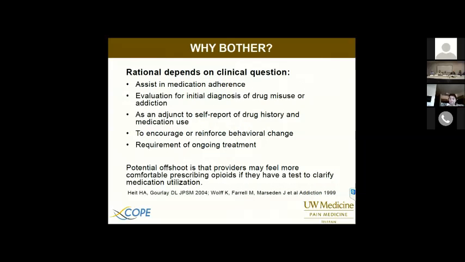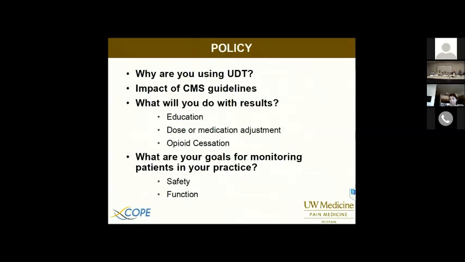We're worried about safety, we're worried about medication adherence, we're worried about making an additional diagnosis of drug misuse or addiction. We want to encourage and reinforce behavioral change, that is for patients to take their medications responsibly and not use other medications. And it's now a requirement of ongoing treatment in most protocols for chronic opioid therapy.